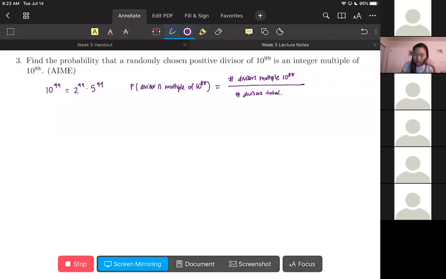So let's calculate the denominator. What's the total number of divisors? There's 10,000 divisors. So, yeah, how did you do that? Do you want to explain for everyone?